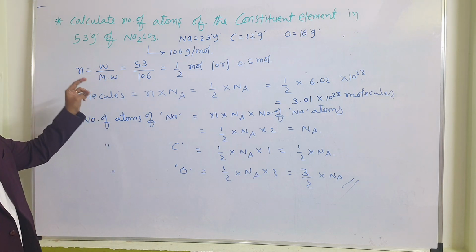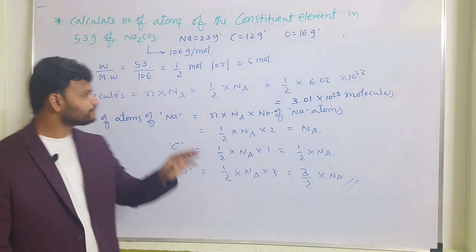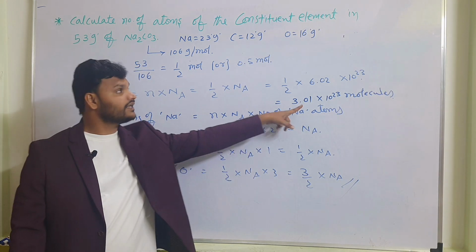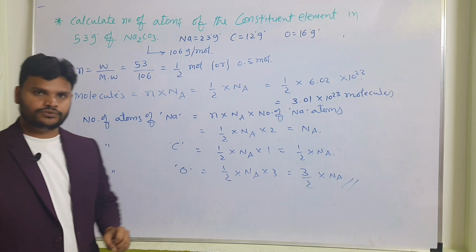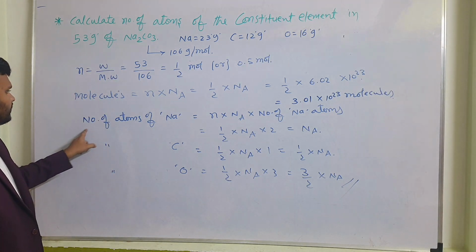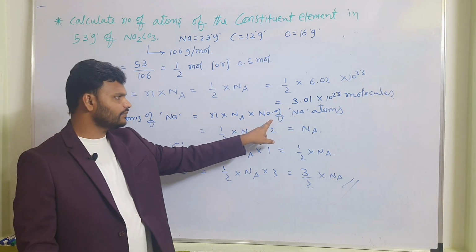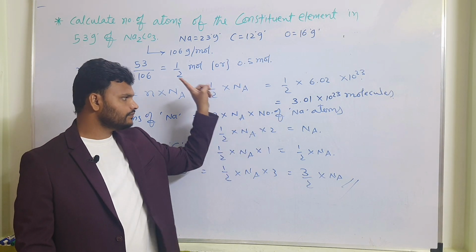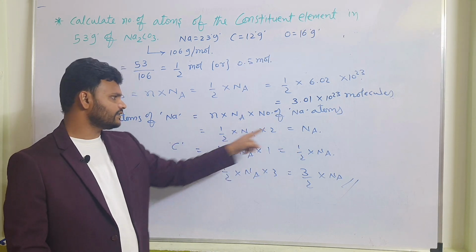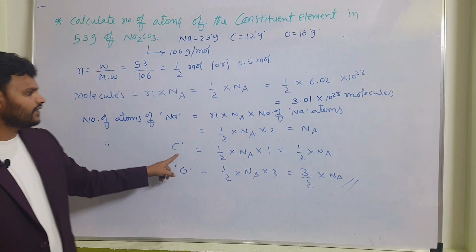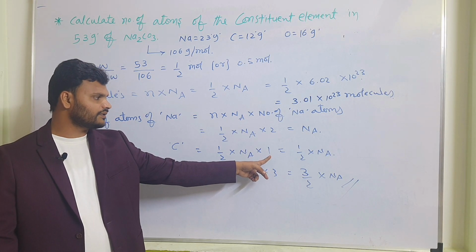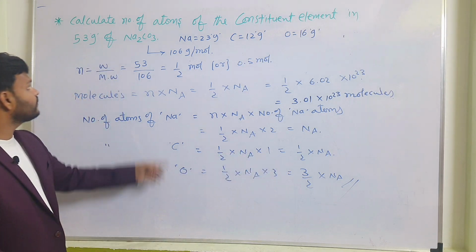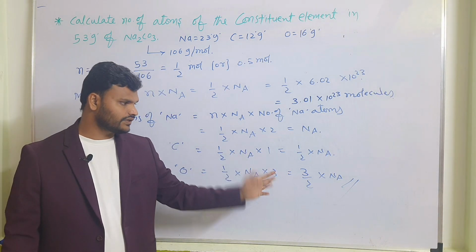Next, number of atoms. If only number of atoms was asked, Na2CO3 contains 6 atoms, so we should multiply this one with 6. But here what was the question? Constituent elements. So find out separately. Number of atoms of sodium: n into Na into number of sodium atoms, which means n value of Avogadro number into how many sodium? 2 sodium. 2 gets cancelled. You will get Na. Next, number of carbon atoms. Only 1 carbon is there. That's the reason you should multiply with Na, so 1. You should multiply with 1. Next, number of oxygens 3. That's the reason you should multiply with 3. You will get that one. Clear?